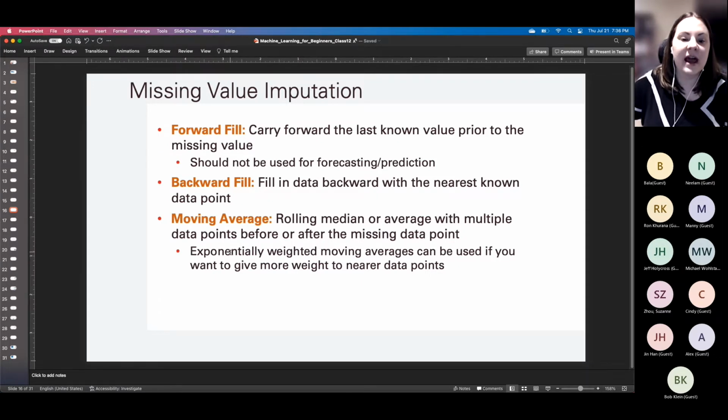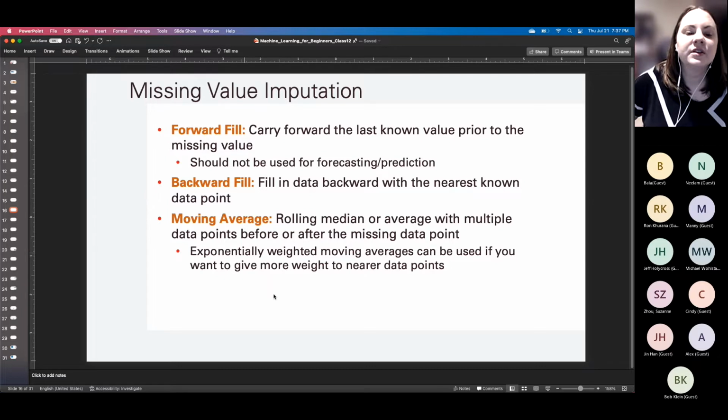And another option is exponentially weighted moving averages, which gives higher weight to those closer by or more recent data points. So that's an option as well.